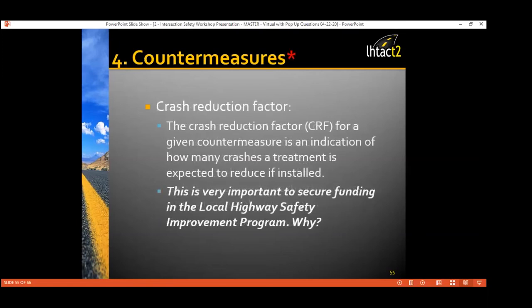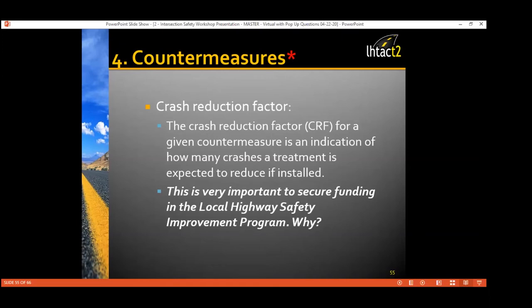And so, crash reduction factor. The crash reduction factor for a given countermeasure is an indication of how many crashes your solution or countermeasure is expected to reduce if it's installed. It's calculated based on research conducted on pre and post crash frequencies. So again, it comes back to the data. We put a bunch of data before, put the improvement in, and put a bunch of data afterwards. This has been done in numerous similar situations throughout a region or a section of the country, and the crash reduction factor has been determined as kind of an average of what we can expect.